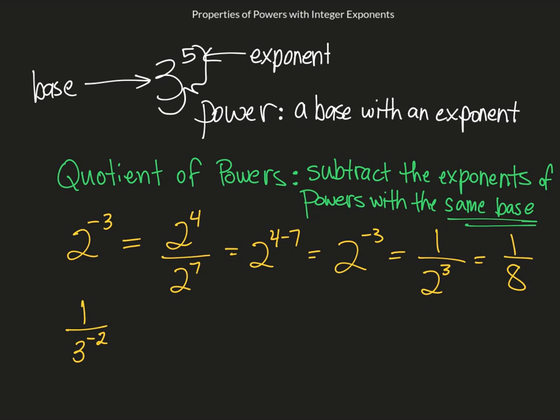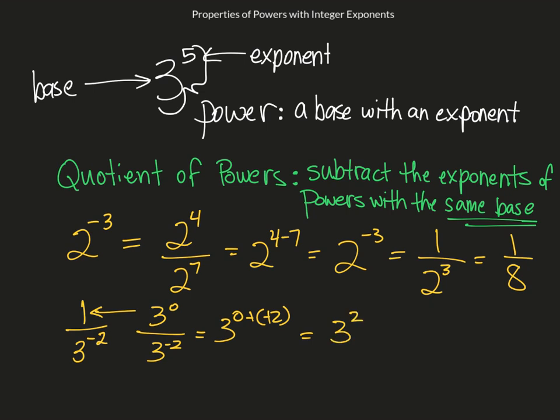Well, you could, if you wanted to, change 1 to a power of 3. What would that be? 3 to the 0, right? Over 3 to the negative 2. So this would be 3 to the 0 minus negative 2, which, of course, minus a negative is plus a positive, which is 3 squared.